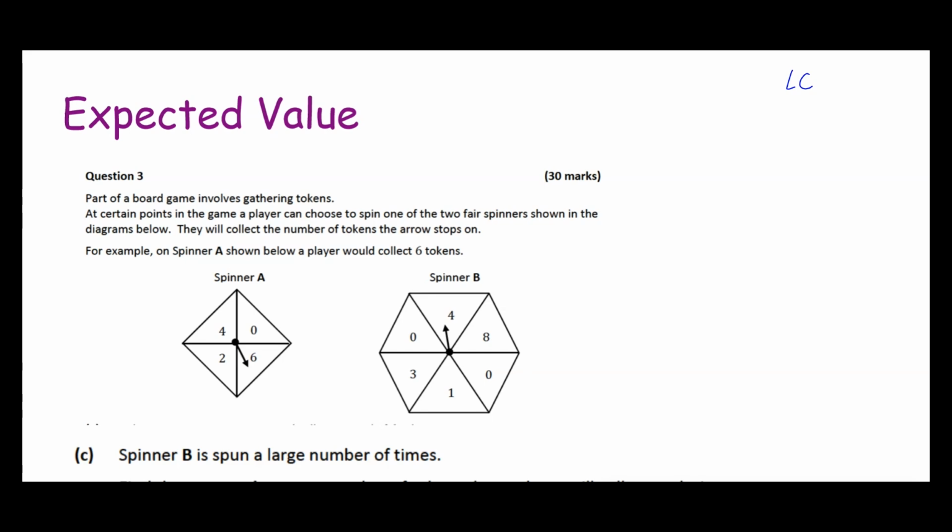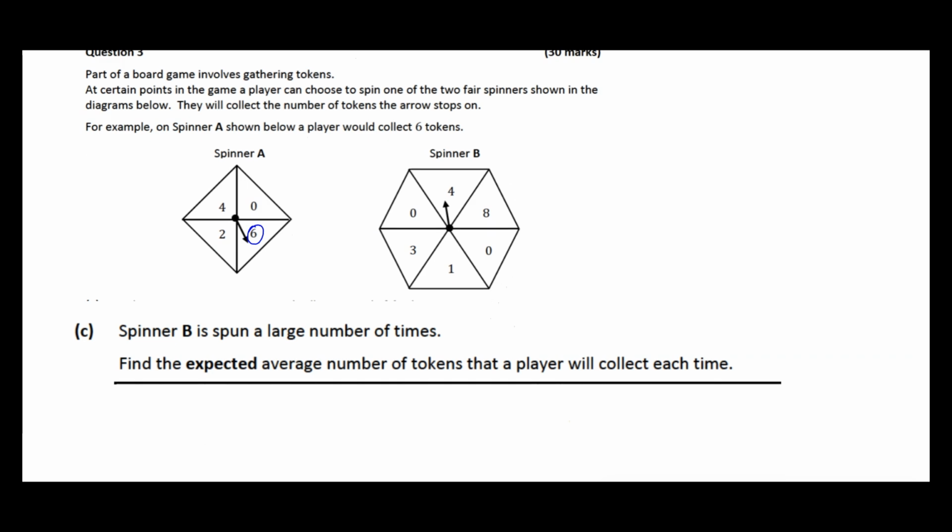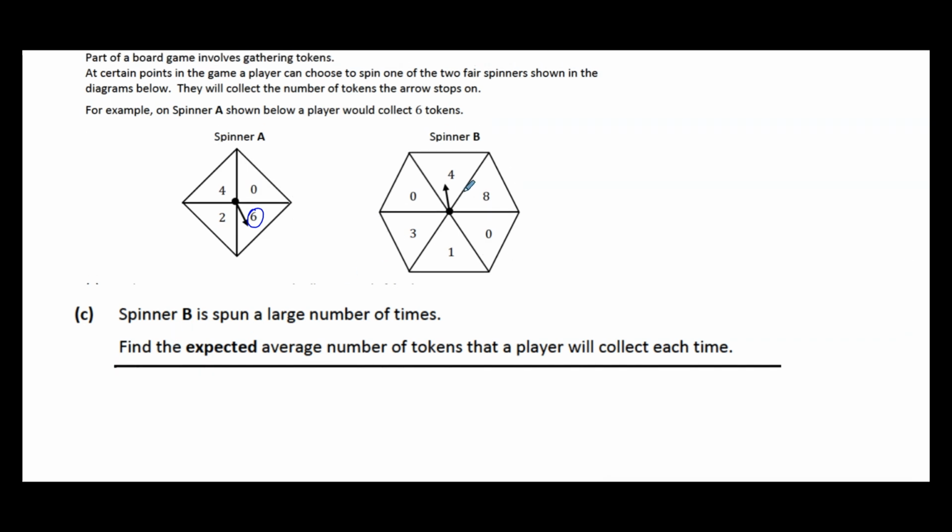So in this story here, we have a game. We have two spinners, people spin, and therefore they collect the tokens that are associated with the numbers. So we understand with spinner A, your arrow lands here, you get 6 tokens. That's the idea. Okay, so in this part, spinner B is spun a large number of times, so loads of times. Find the expected average number of tokens that the player will collect each time.